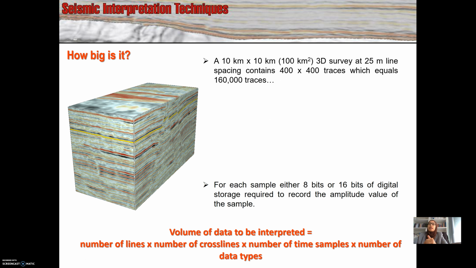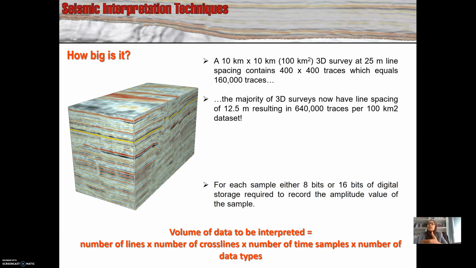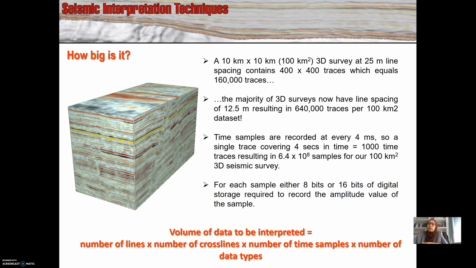So a 10 by 10 kilometer 3D survey at a line spacing of 25 meters contains 400 times 400 traces, so the number of traces is going to be 160k traces. And the majority of 3D surveys now have line spacing of 12.5 or even shorter, resulting in 640k traces per 100 square kilometers. So just imagine if you have 1000 square kilometers, how many traces you have to interpret.